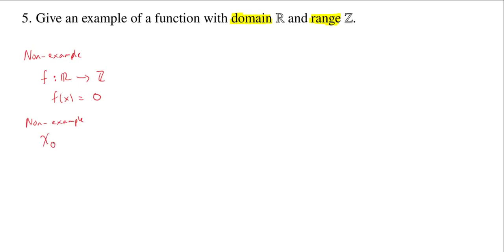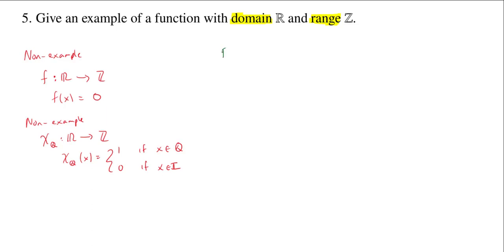What if we do the characteristic function or indicator function on the rationals? So this is the one which is going to take some x and send it to 1 if x is a rational number and 0 if x is an irrational number. Again, it's defined on all real numbers, the output is definitely an integer, but the range is not the integers. In fact, it's just the two numbers 0 and 1. So we need a function that is actually going to hit all of the integers at some point.